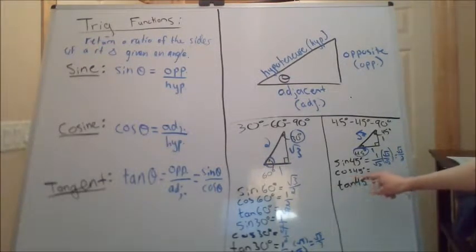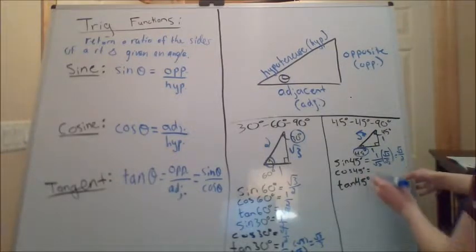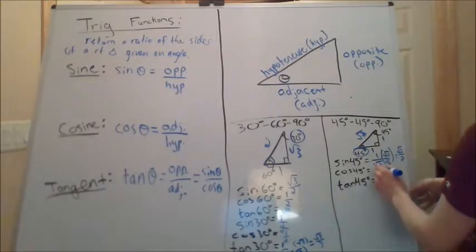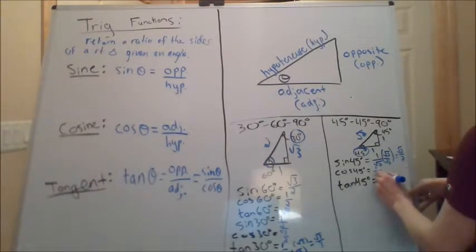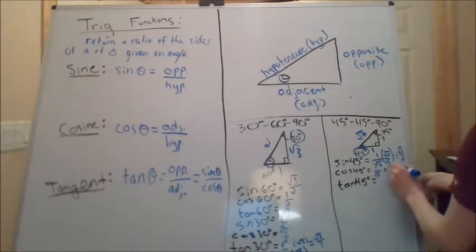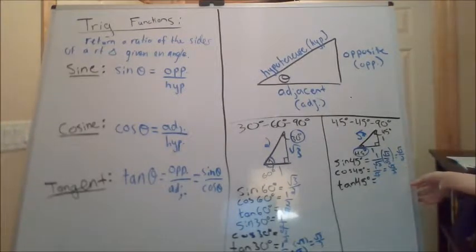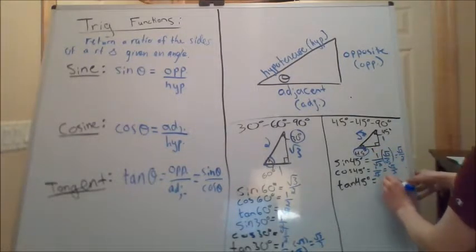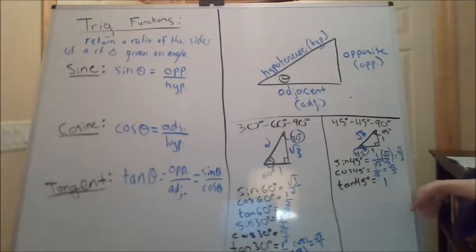Moving on to the cosine of 45 degrees, we move adjacent to the 45 degree angle and get our 1. Then we divide that by the hypotenuse again, so 1 over square root of 2, which we know is equal to square root of 2 divided by 2. Now we have tangent of 45, and this one's pretty easy. We just take our opposite divided by our adjacent. So 1 divided by 1 would be 1.